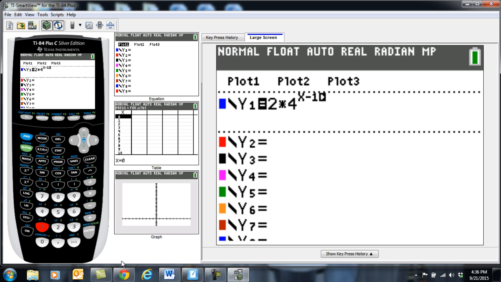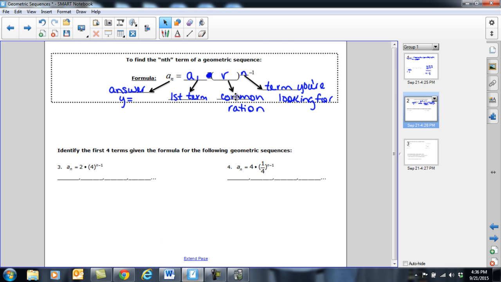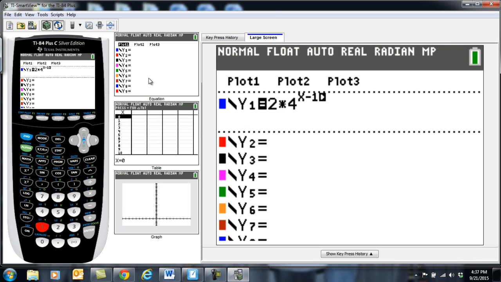That's the same formula that you have on your paper, 2 times 4 to the x minus 1. Now before we do anything, you should know from up here that your first term needs to be 2, because according to my formula up here, a sub 1 is the first term, so my first term should be 2. We're going to check and just be sure. So we're going to grab our calculator.